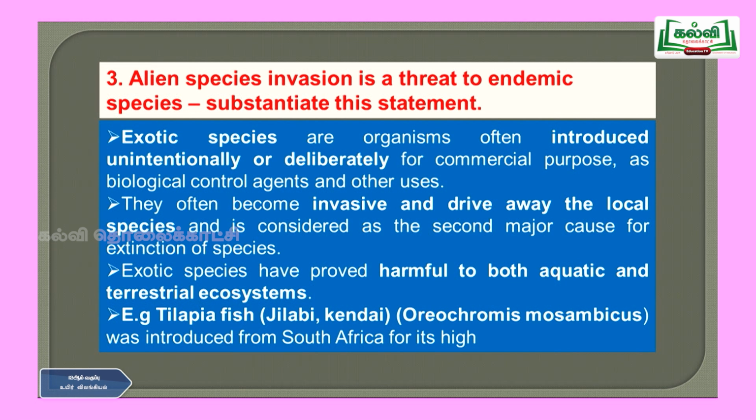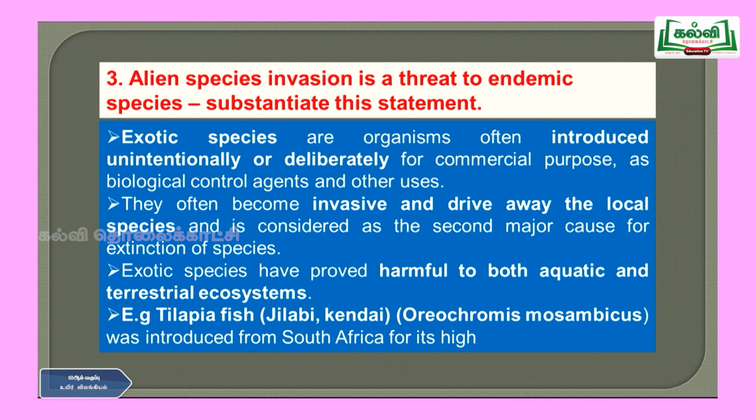Substantiate the statement. So exotic species or organisms are often introduced, unintentionally or deliberately, for commercial purposes, as biological control agents and for other uses. They often become invasive and drive away the local species, and this is considered the second major cause of the extinction of species. So exotic species have proved harmful to both aquatic and terrestrial ecosystems.